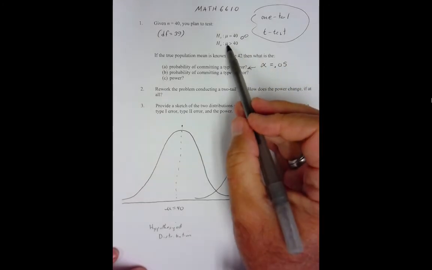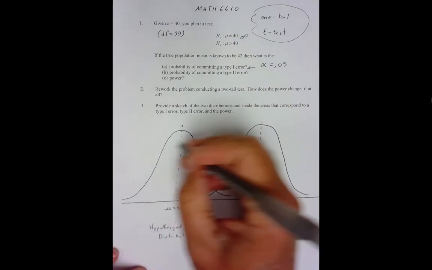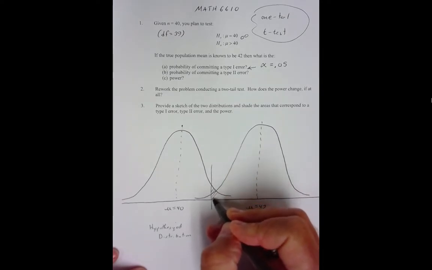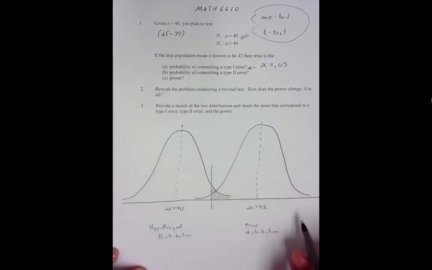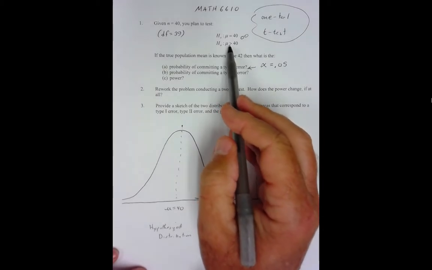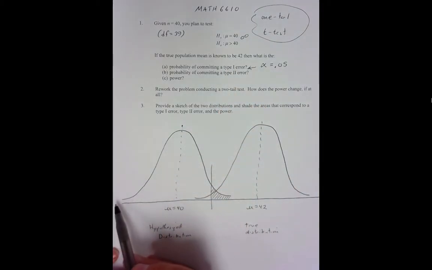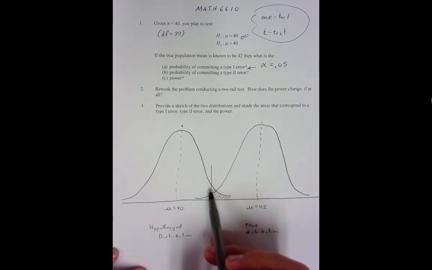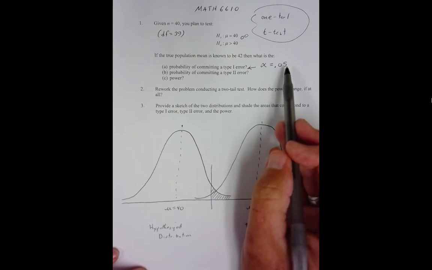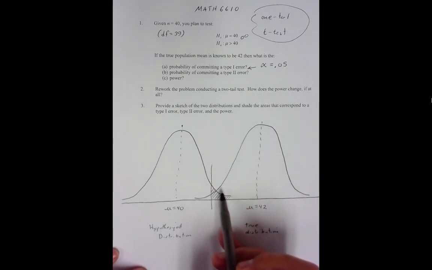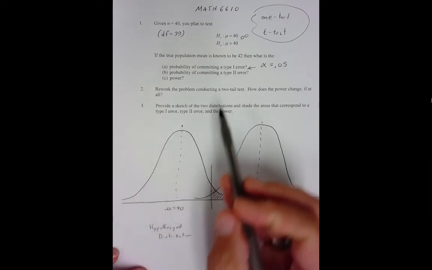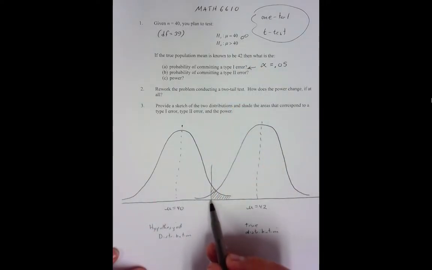Since I'm conducting a right tail test, in this distribution right here, my rejection region is going to be in the right tail. If this had been a less than 40, my rejection region would have been in the left tail. If this had been not equal to, we would have done a two-tail test. I would have split my rejection region. If it's alpha equal 0.05, I would put half in this tail, 0.025, and half in this tail, 0.025. That's not what I got. I have greater than 40, so I'm putting all of my rejection region in the upper tail.